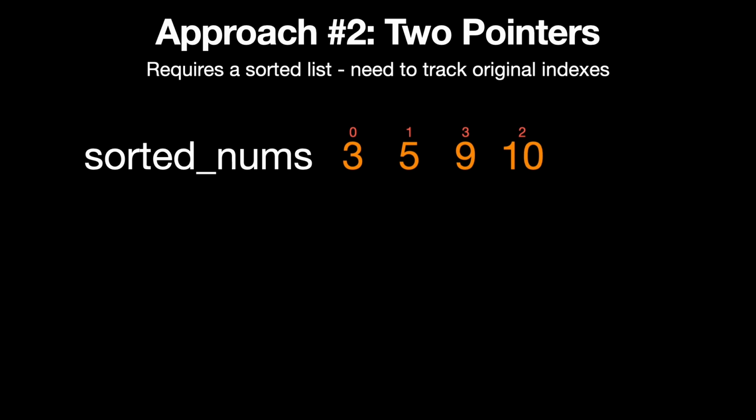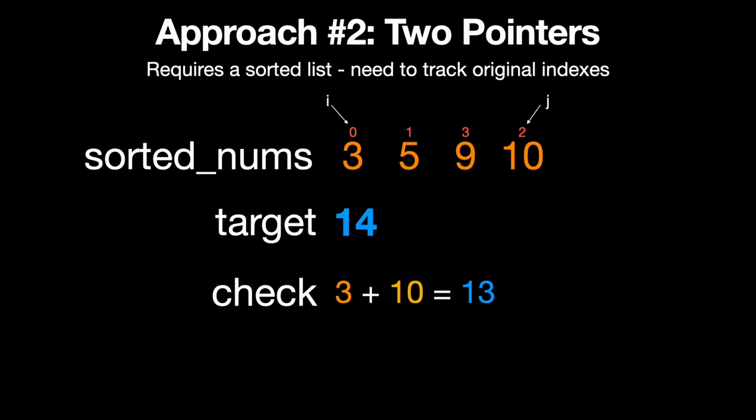Now, we assign ourselves a pointer i at the start of the list and another j at the end. Given a target of 14, we sum the value at i with the value at j for each iteration. Here, since the result is lower than the total, we increment i. Now the value is too high, so we decrement j. We keep doing this until we find our answer.